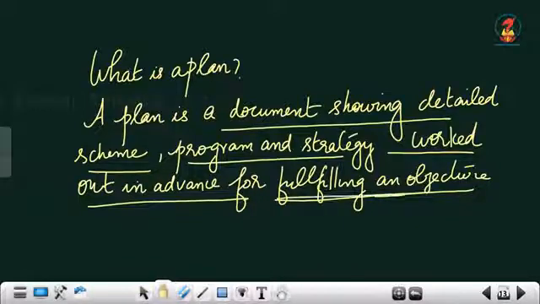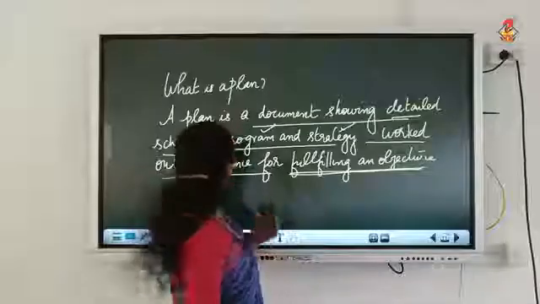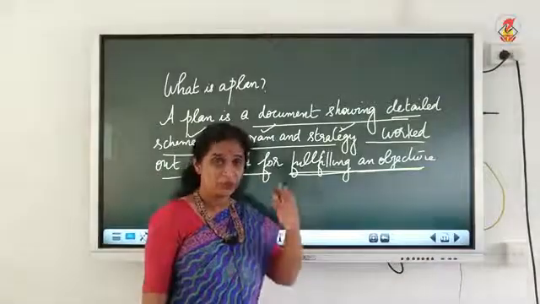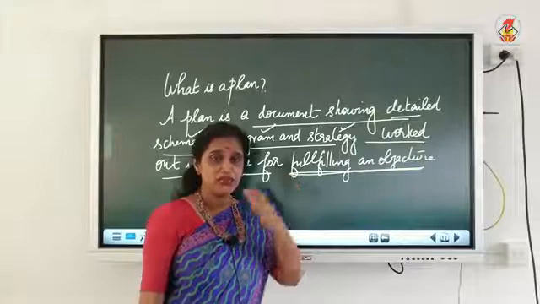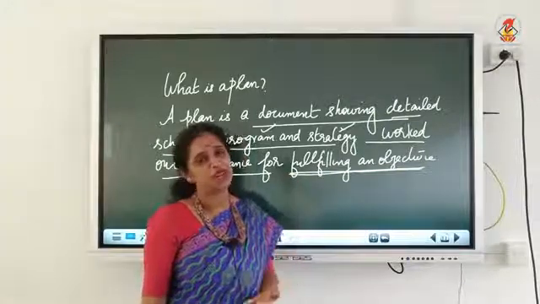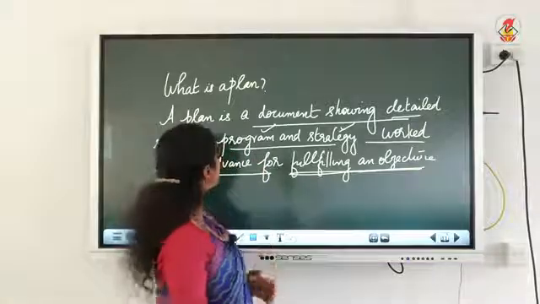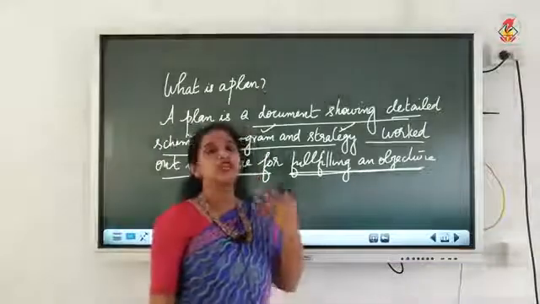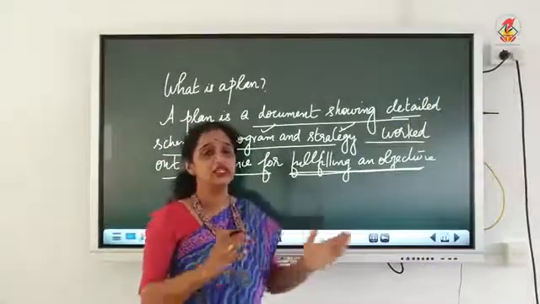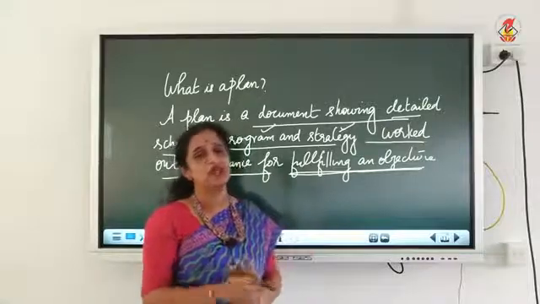For fulfilling an objective, you should have a detailed scheme, then program and strategy. There should be a detailed scheme, well planned. If you are implementing something, it has to be properly planned. So it should have a detailed scheme, then it should have a program and it should have a strategy. These three measures are very important for a plan.